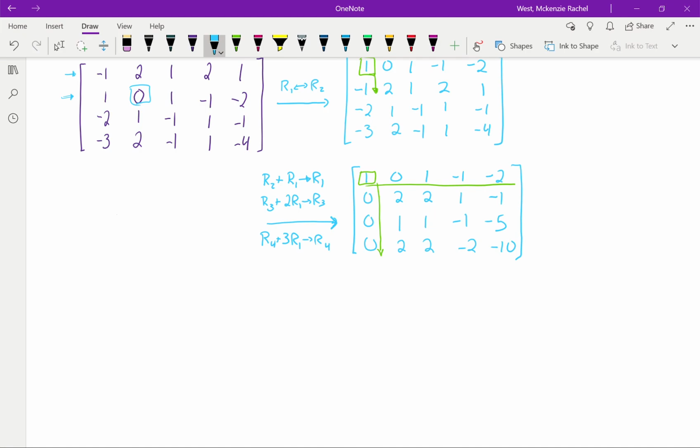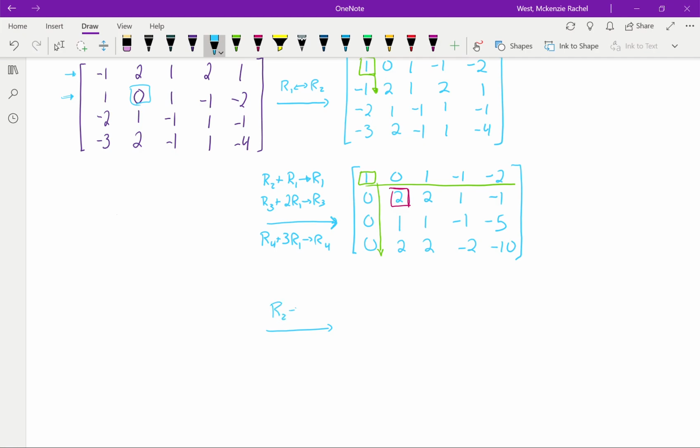Next up, we're going to look at the second column. In this spot right here, we want a 1. And right now it's not a 1. So again, we have 2 options. We could either divide that 2 by 2, or we could swap the second and third rows. I think what I'm going to do is go with that second option of swapping the second and third rows. So let's swap those.